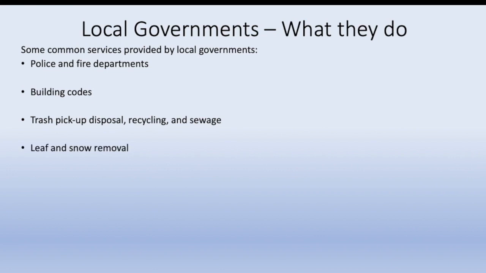Leaf and snow removal. So you put your leaves this time of year in that brown bag and you put it out by the curb and they get rid of it. During a snowstorm, the snow removal of the streets that you see, those big yellow trucks that go around and clear the streets for us, they are all township services.